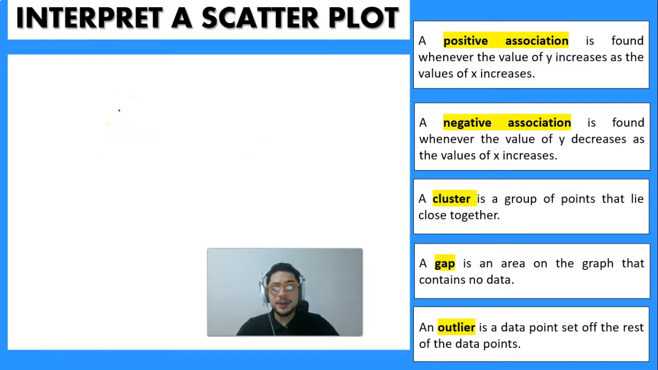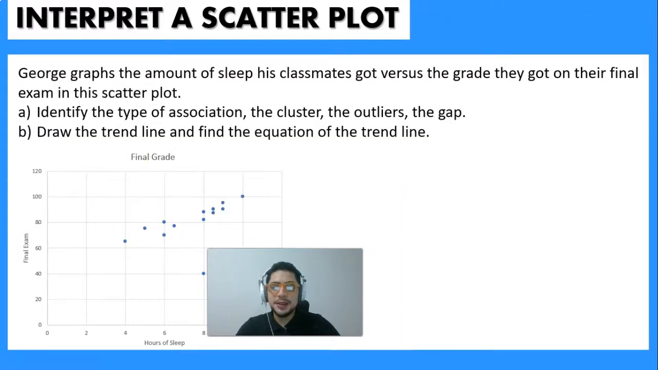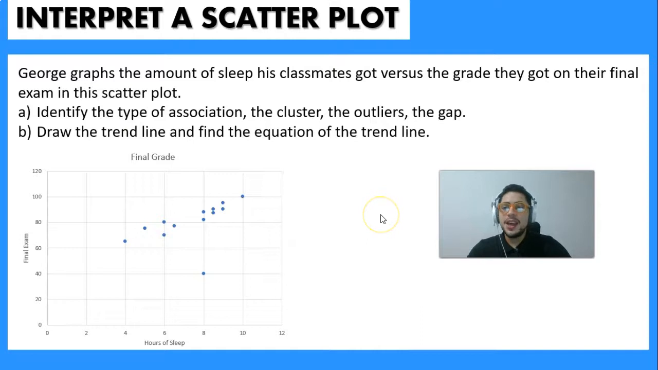Now, let's take a look at a problem in which we're going to be using all these concepts. Okay, so today's problem says the following. George graphs the amount of sleep his classmates got versus the grade they got on their final exam in this scatter plot. Identify the type of association, the cluster, the outliers, if any, and the gap.